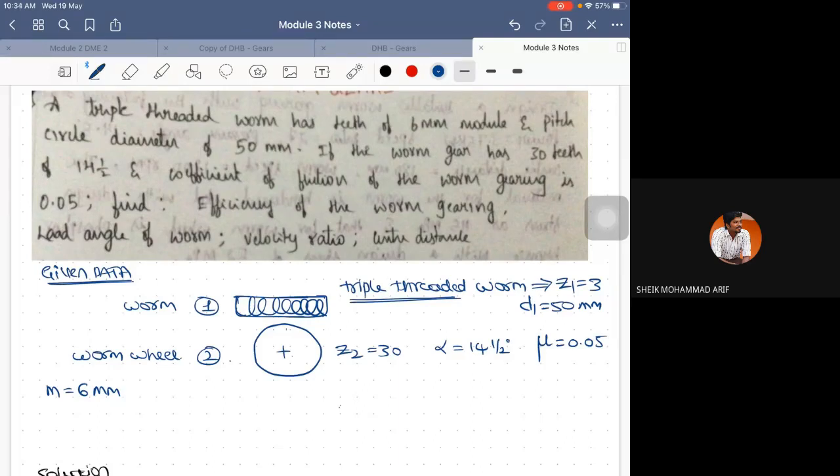Find whatever you have to find here. First thing, you have to find the efficiency of the worm. So how do you find the efficiency? You have certain equations in your data handbook. All of you open your data handbook and look into the worm gear section, whatever data I can take from it to solve this problem.